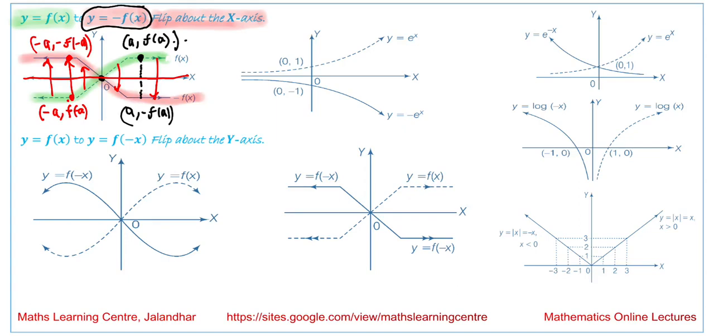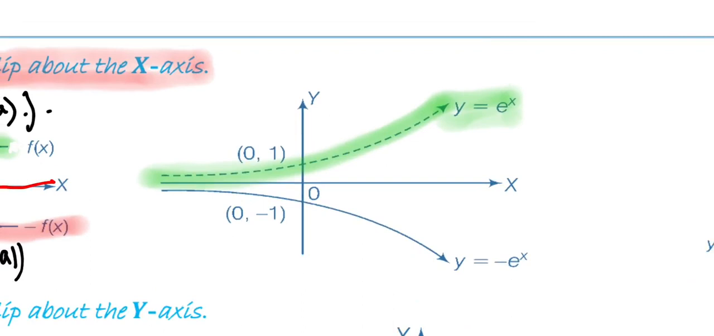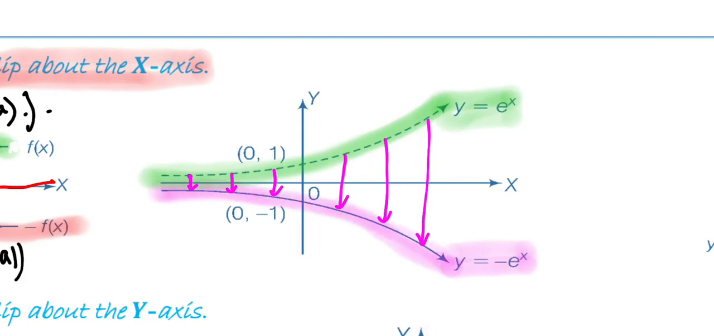This will be more clear to you with the next example. This is the graph of y is equal to e raised to the power x. We have to draw the graph of y is equal to minus e raised to the power x. So we have flipped all the points: this point is moved to this, this is moved to this, and this is moved to this point. The graph we obtain corresponding to y is equal to minus e raised to the power x is this graph.